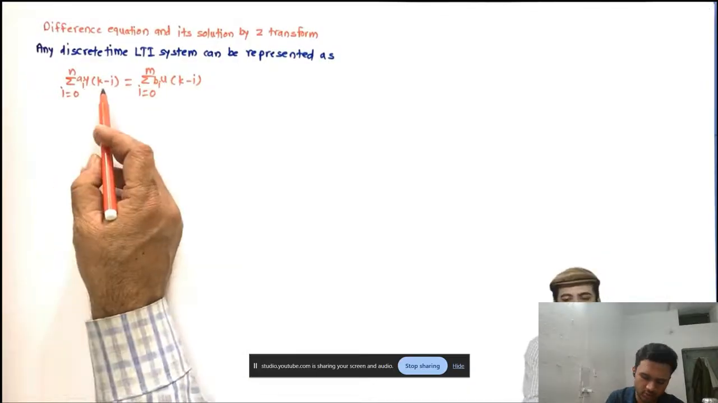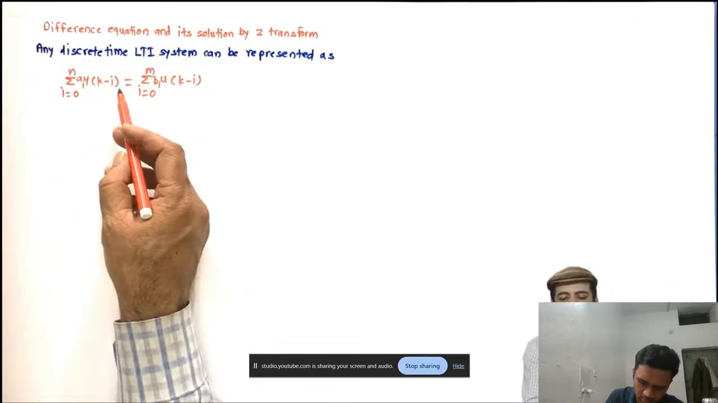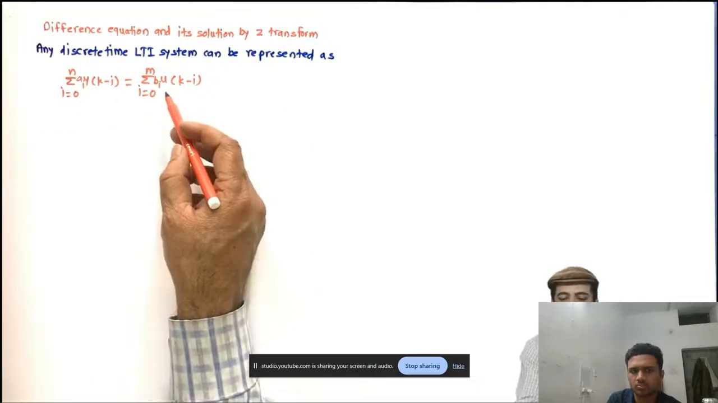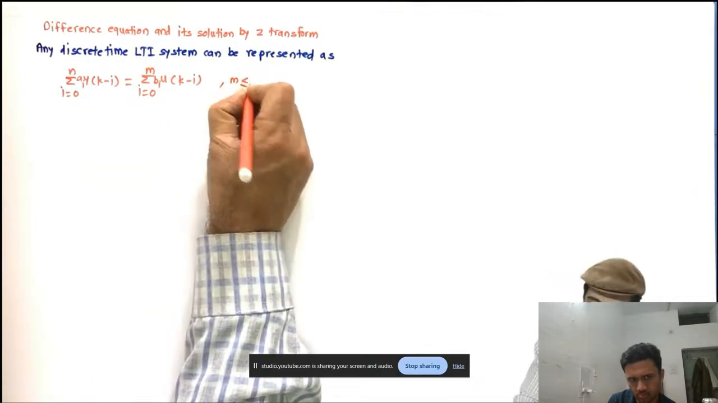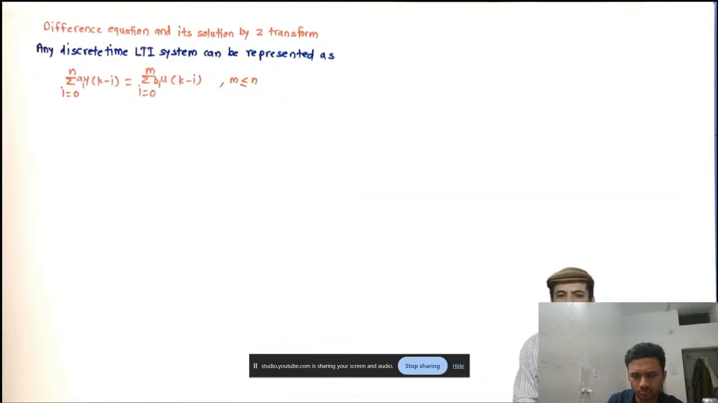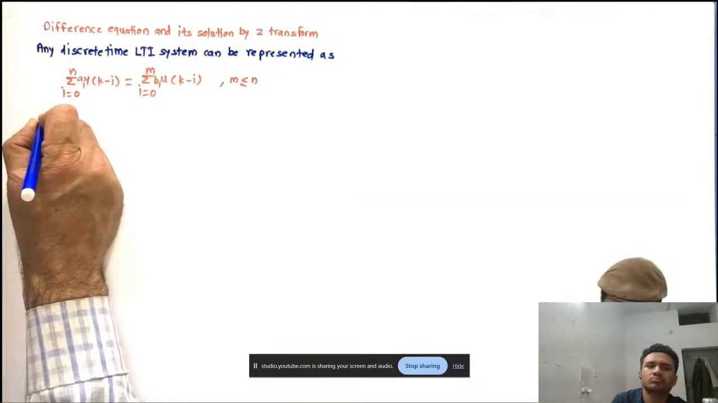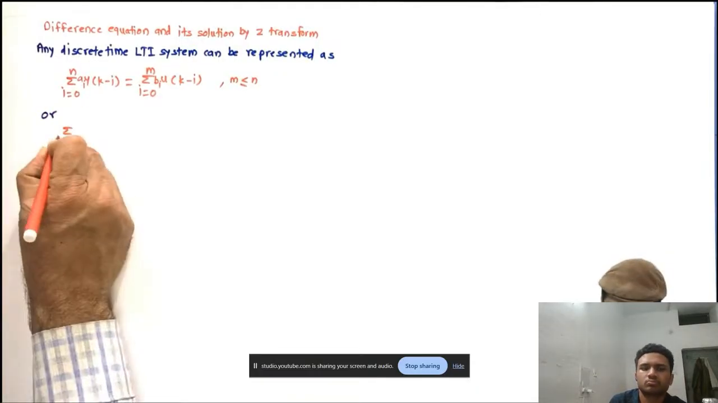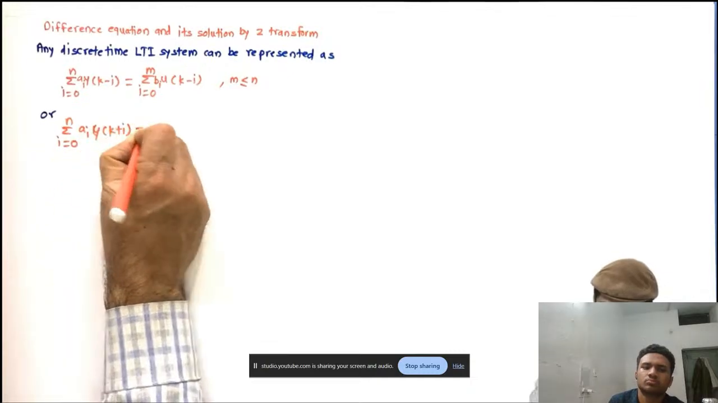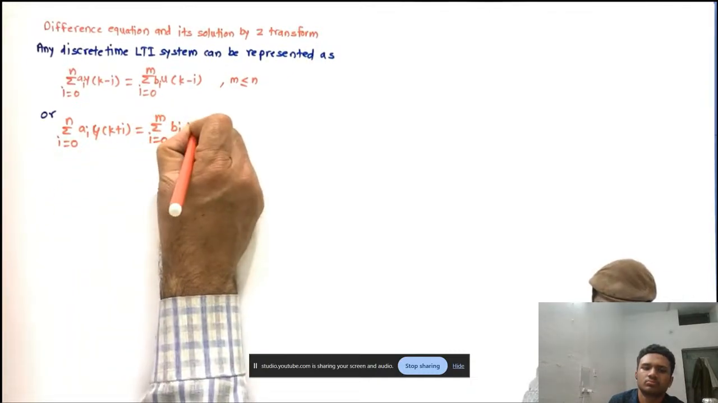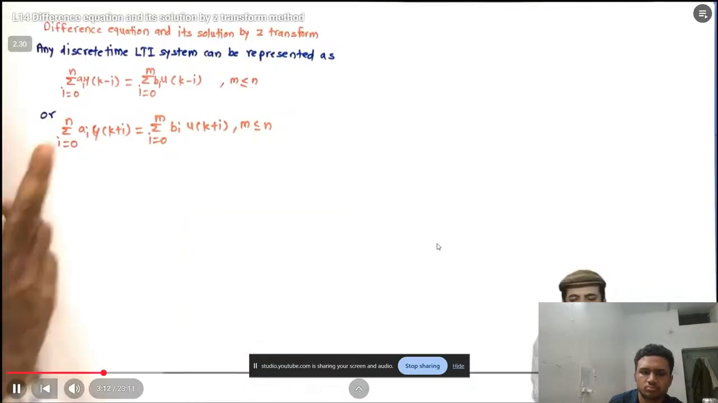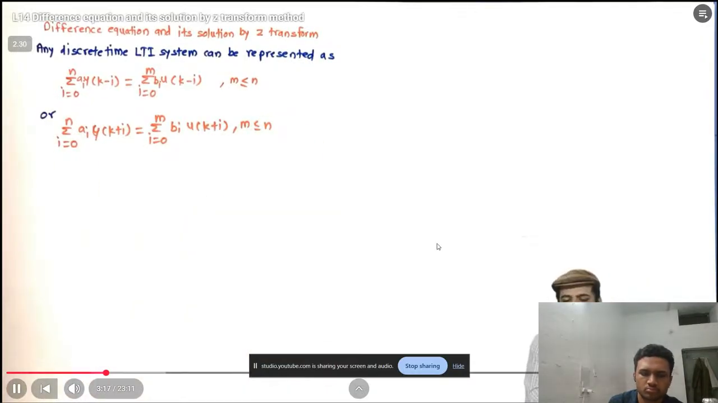So this is nothing but a0 y of k plus a1 y of k minus 1 and so on up to an y of k minus n, and it is equated to b0 u of k plus b1 u of k minus 1 and so on up to bm u of k minus m, where m is always less than or equal to n for causality. Now this difference equation is represented using delayed versions of input and output. In the same way we can represent it as summation i equal to 0 to n of ai y of k plus i equal to summation i equal to 0 to m of bi u of k plus i, again with m less than or equal to n. So a discrete time LTI system can be represented in this form or this form.